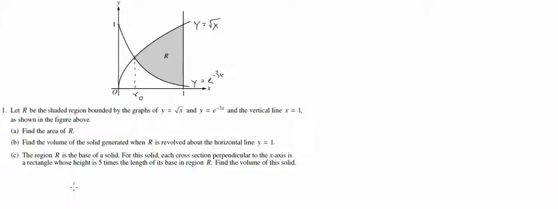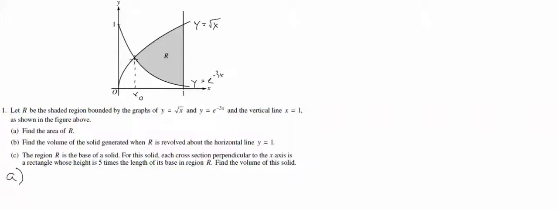Okay, this is question 1 from Form A of the 2003 Calculus BC exam. We have a region R which is formed by the curves y equals square root of x, y equals e to the negative 3x, and x equals 1. And part A asks us just to find the area of R.